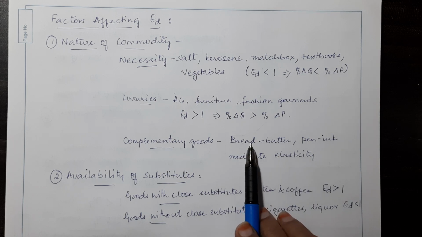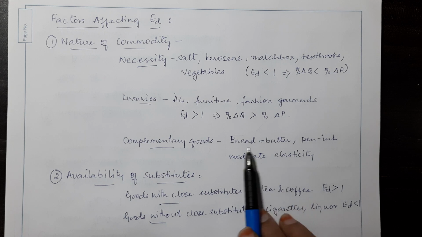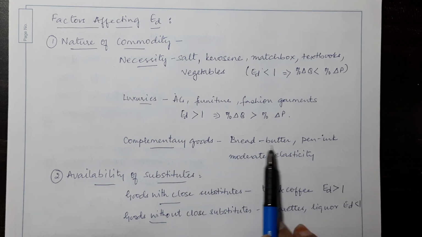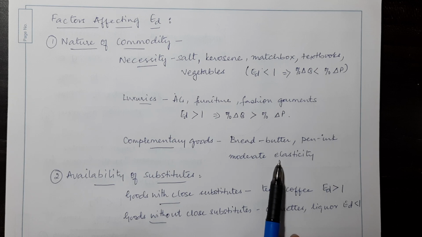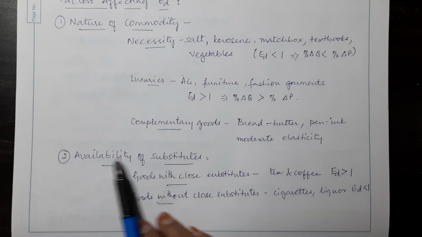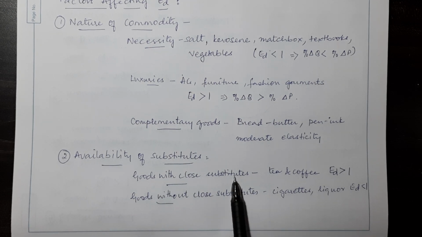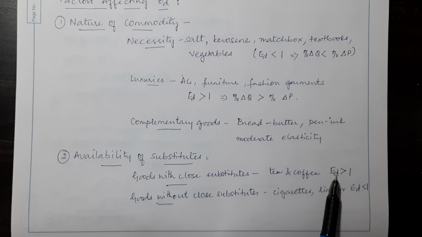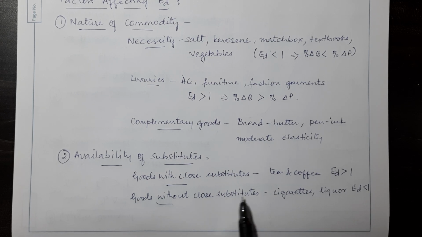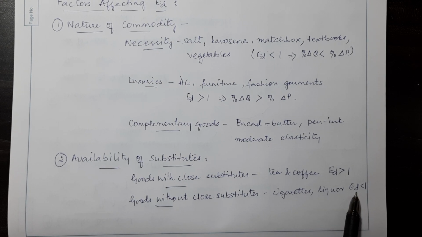see if you consider bread and butter, bread is more important for some. So even if you increase the price of the butter, there's not going to be much change. So for complementary goods, it's going to be moderate elasticity. Now the second factor is the availability of substitutes. Those goods with close substitutes like tea and coffee will have a greater elasticity. And goods without close substitutes like cigarettes, liquor, and all, they have less elasticity.